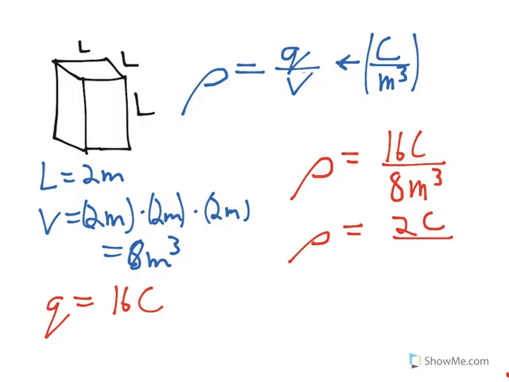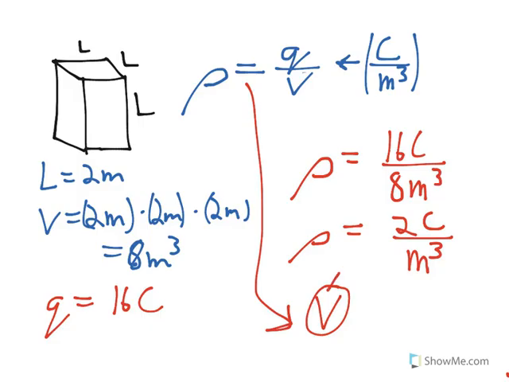So if you were asked, how much charge is in 1 cubic meter of that box? You would rearrange this equation and say the volume that you were given, in this case 1 cubic meter, times rho, which you found here, equals the charge in 1 cubic meter.